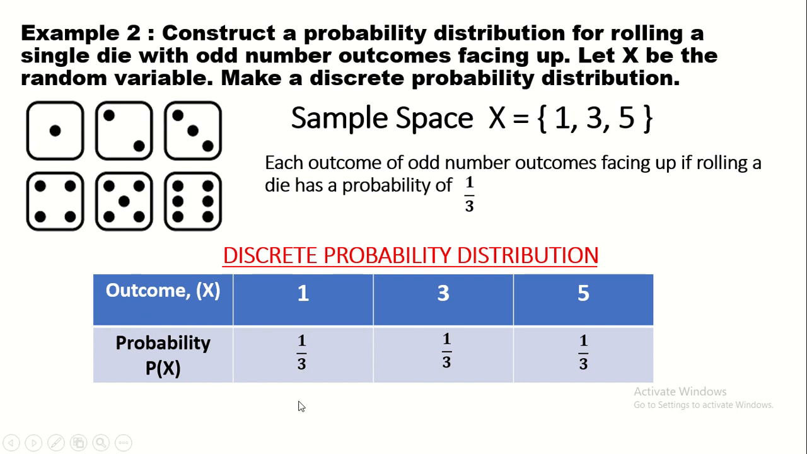So, let's check if this is a valid discrete probability distribution. What is property number 1? The sum of P of X should be equal to 1. 1 plus 1, that is 2, plus 1, that is 3. So, 3/3, that is equal to 1. So, it followed property number 1.